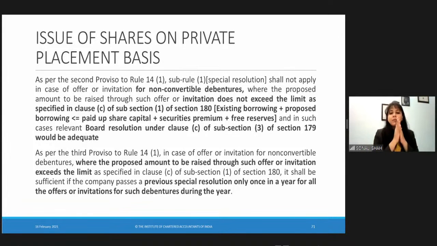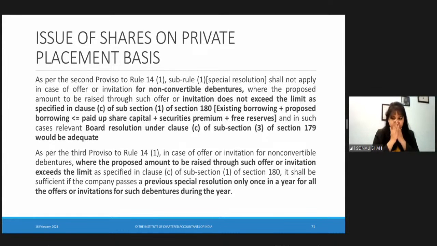So, as a general principle, we have seen that a special resolution is needed wherever the company wants to issue shares on a private placement. However, there are exceptions where the need for a special resolution is not there. What are those situations? Where the company is making an offer or invitation for non-convertible debentures, and the amount that is proposed to be raised through this offer does not exceed the limit specified in Section 180, sub-section 1(c). Now, what is the limit prescribed in 180(1)(c)?